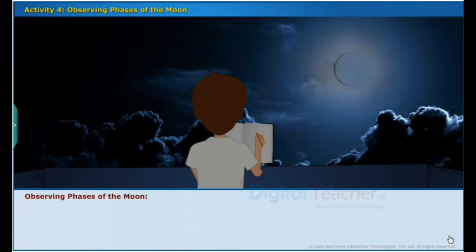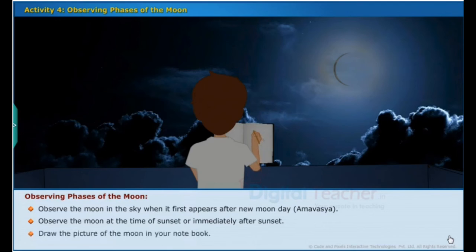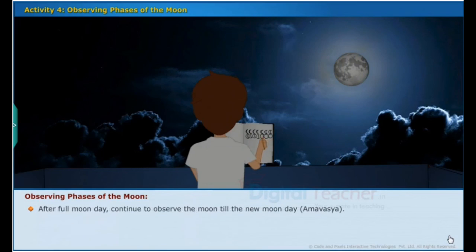Observing phases of the moon. Observe the moon in the sky when it appears first after new moon day. Observe the moon at the time of sunset or immediately after sunset. Draw the picture of the moon in your notebook. Continue to do this till you see a full moon day. After full moon day, continue to observe the moon till the new moon day.